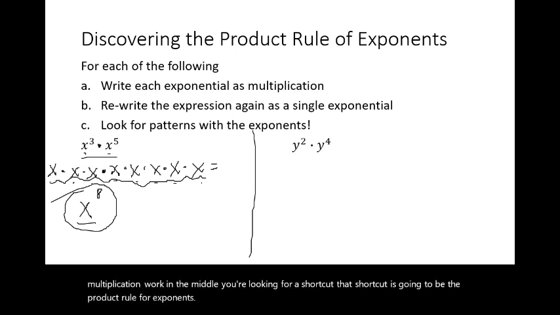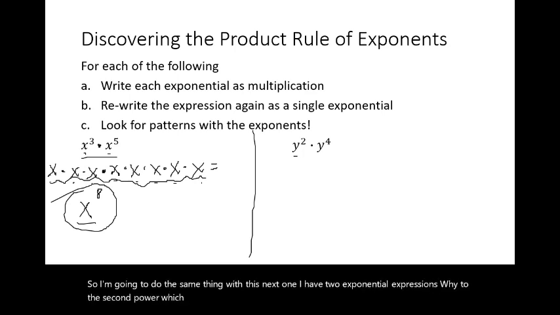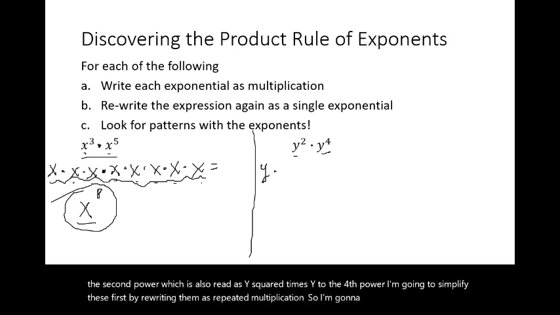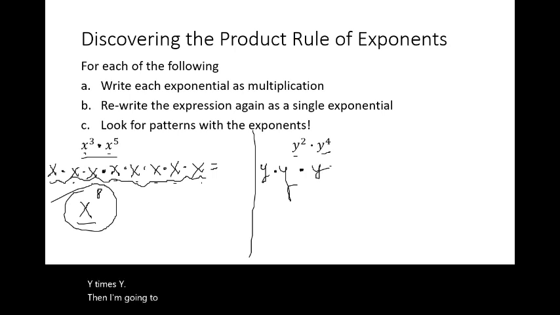I'm going to do the same thing with this next one. I have two exponential expressions, y to the second power, which is also read as y squared, times y to the fourth power. I am going to simplify these first by rewriting them as repeated multiplication. I'm going to write y squared as y times y. Then I'm going to rewrite y to the fourth as y times itself 4 times.